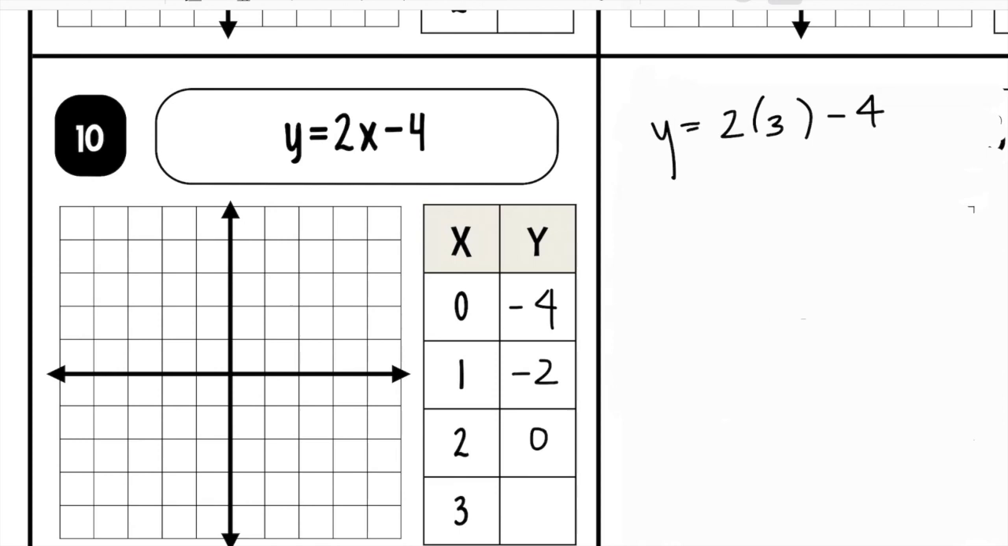If you sell 3 cookies, 3 times $2 per cookie, that means you've made $6, and then you have to take away that initial expense of $4. So overall, you've made $2. We could continue this process of plugging in values for x to find the corresponding value for y, but since we already have 4 points, let's just plot them to see what our line looks like.